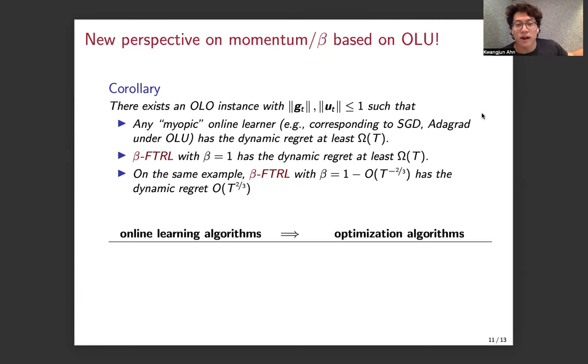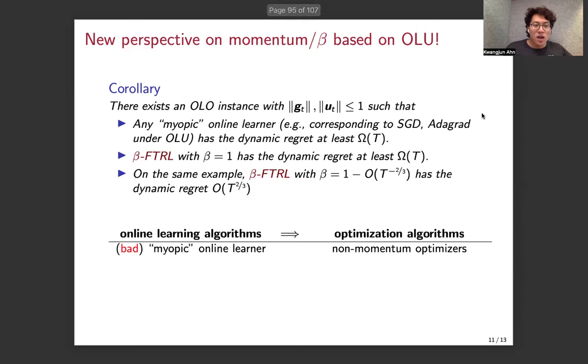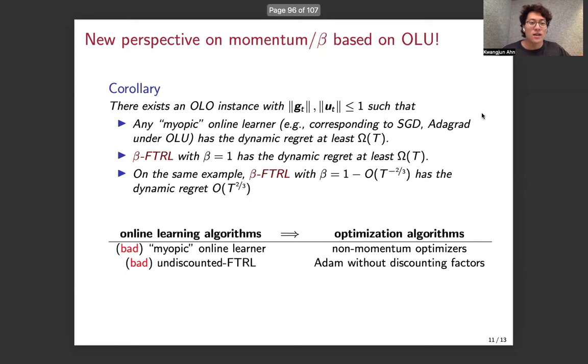In other words, to summarize, under this online learning of updates or increments reduction, a myopic online learner, which is bad in terms of dynamic regret, corresponds to a non-momentum optimizer, kind of justifying why non-momentum optimizers are not the best thing you can do. Same thing for undiscounted FTRL, which corresponds to Adam without discounting factors. But it's only when you do both momentum and discounting factor that you get good dynamic regret, kind of justifying why Adam is so successful.